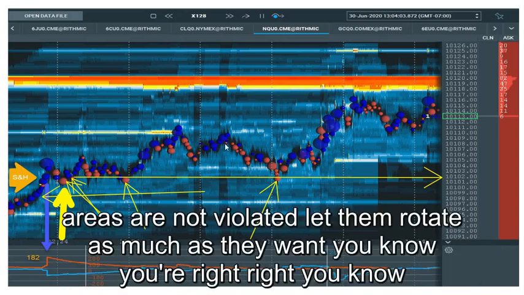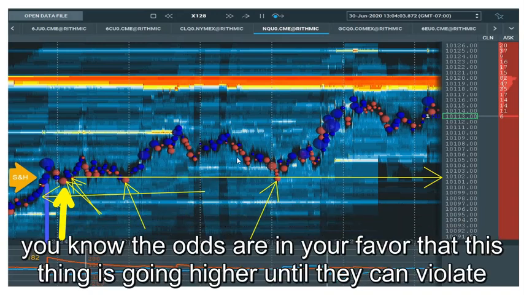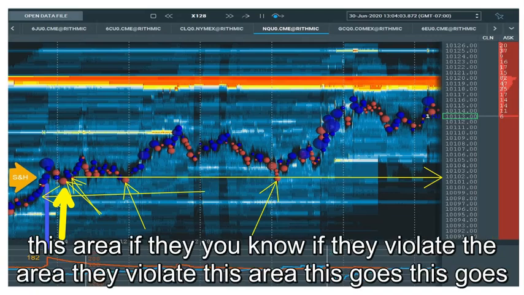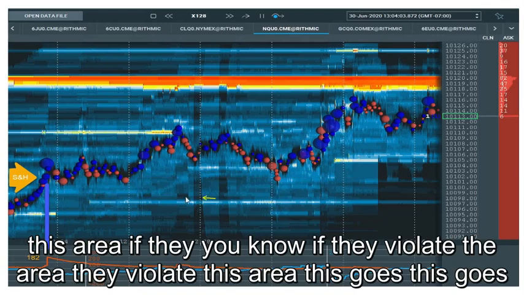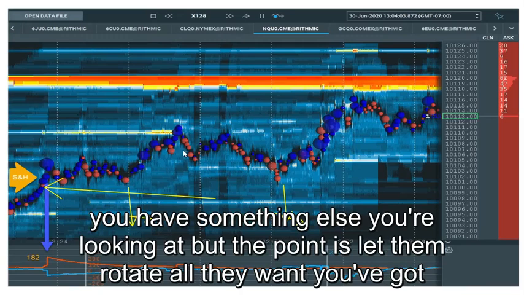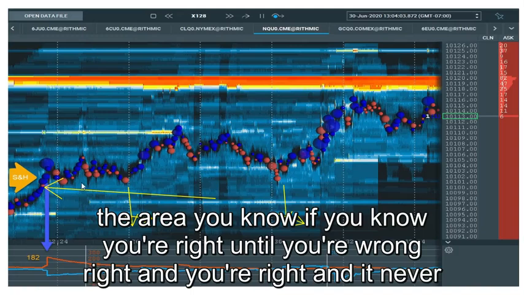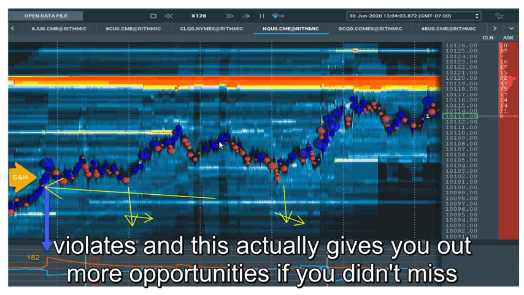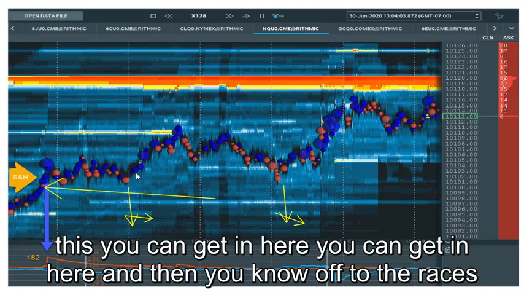As long as the areas are not violated, let them rotate as much as they want. You know you're right, you know the odds are in your favor that this thing is going higher until they violate this area. If they violate this area, then you're wrong, right? And maybe you might have taken some off here for whatever reason if you have something else you're looking at. But the point is, let them rotate all they want. You've got the area. You're right until you're wrong, right? And it never violates. And this actually gives you more opportunities. If you did miss this, you can get in here, and then off to the races.